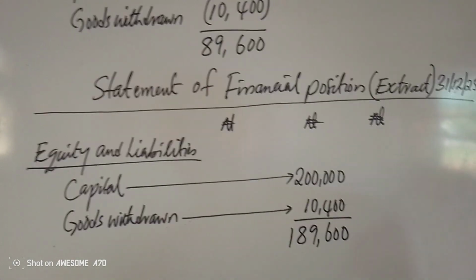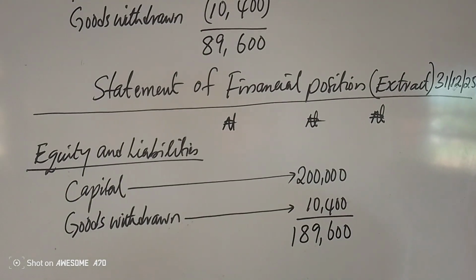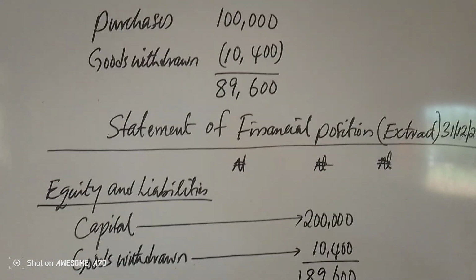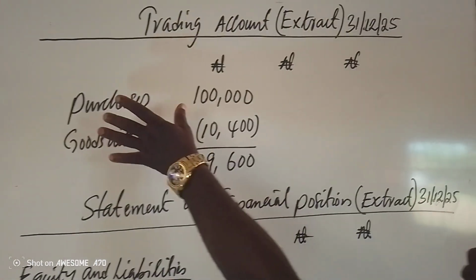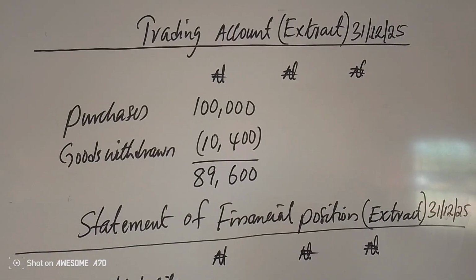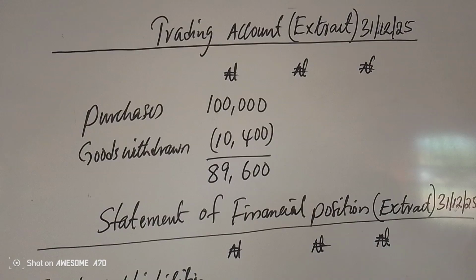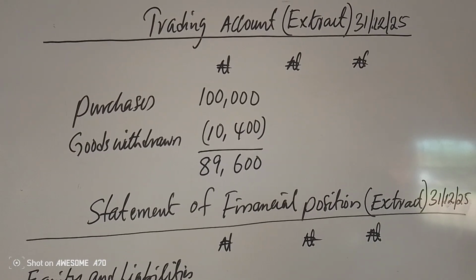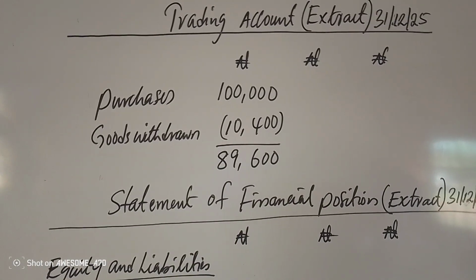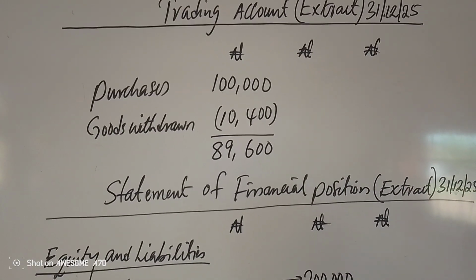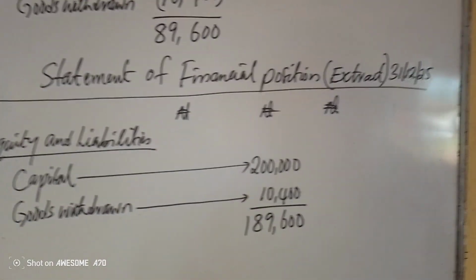carriage inward, returns outward, and then you also remember that you have to come and pick the goods that were withdrawn for personal use, given as an adjustment or additional information, and deduct it from the value of purchases as you are preparing your trading account and get the real purchases, which is also referred to as the net purchases. That is how it is treated. The emphasis is that the goods withdrawn for private use must be deducted from purchases as you prepare your trading account. Let's go to the statement of financial position.